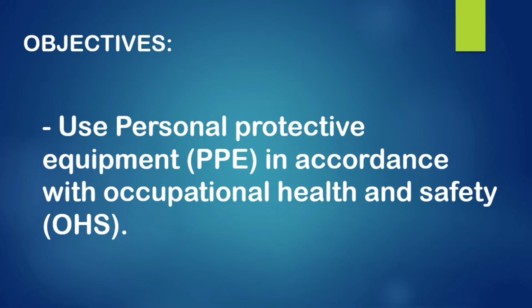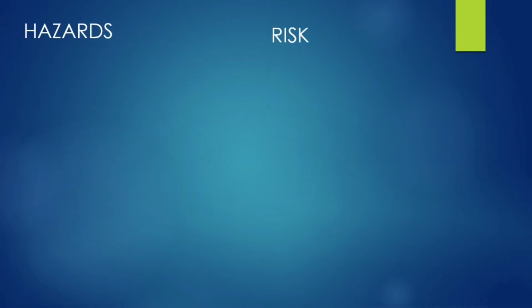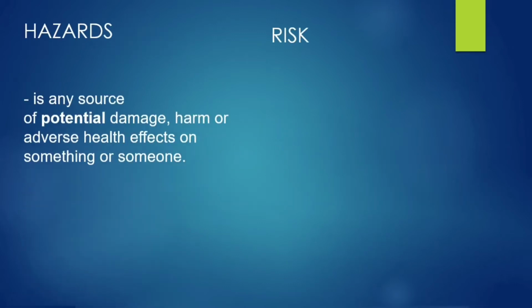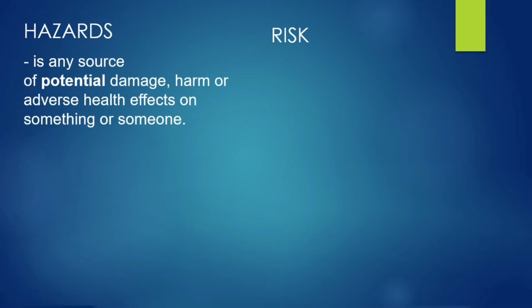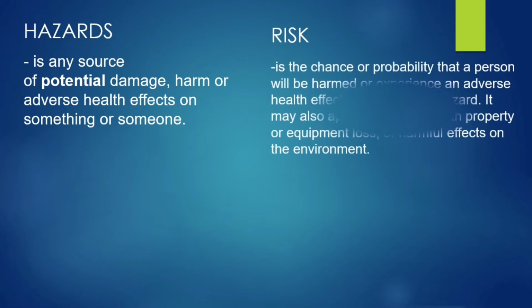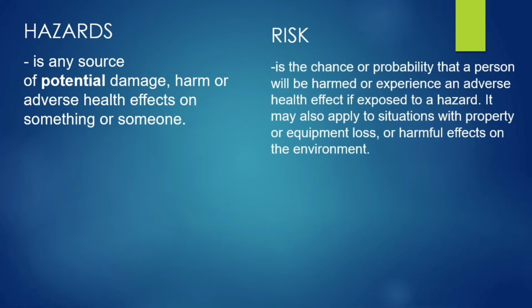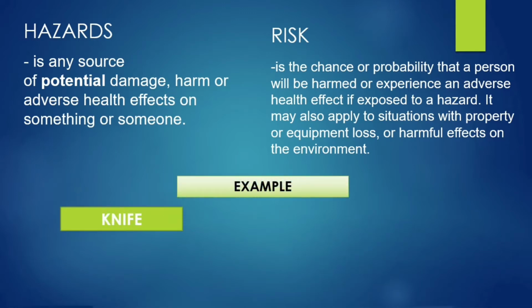But before we proceed to our lesson, let us recall our past lesson about hazards and risks. What do you think are the differences between hazards and risks? When we say hazard, it is any source of potential damage, harm, or adverse health effects on something or someone, while the risk is the chance or probability that a person will be harmed or experience an adverse health effect if exposed to a hazard. It may also apply to situations with property or equipment loss or harmful effects on the environment.